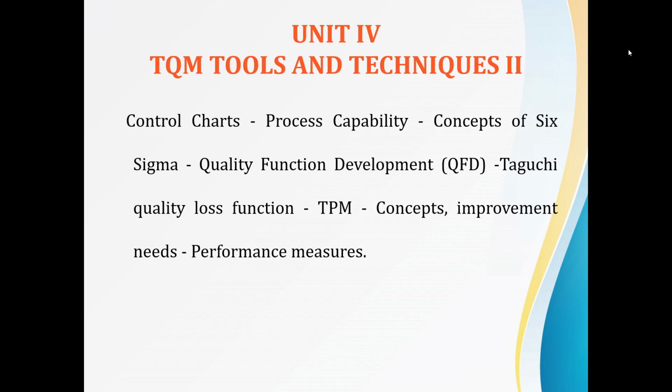And the fourth unit is the continuation of the third unit, where we will be discussing tools and techniques 2. Here we will be discussing the Six Sigma concepts, and then quality function deployment and total productive maintenance. So what are all the concepts and improvements or needs or measures? How can we measure the product which we have manufactured? How to maintain the quality? Those things we will be studying in the fourth unit.